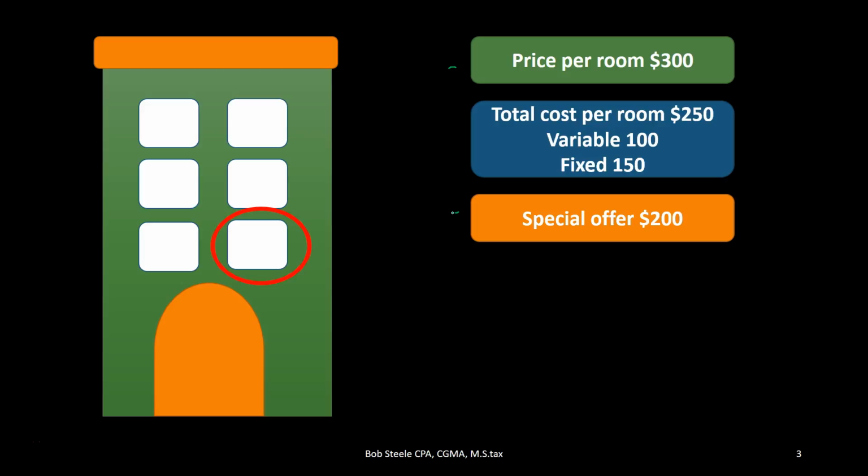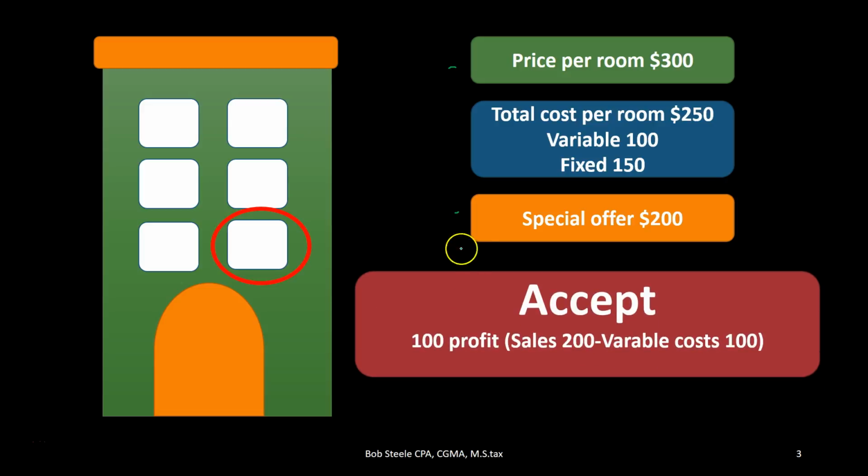It's an offer below the normal price, outside the norm. And normally we would say, well, no. It's $300, and we got to the 300 by saying it costs us $250, so we'd actually lose $50 on that transaction. But if we were to analyze this as just a one-time special offer, we might want to accept it because really we're only going to have to account for the $100 of variable costs.